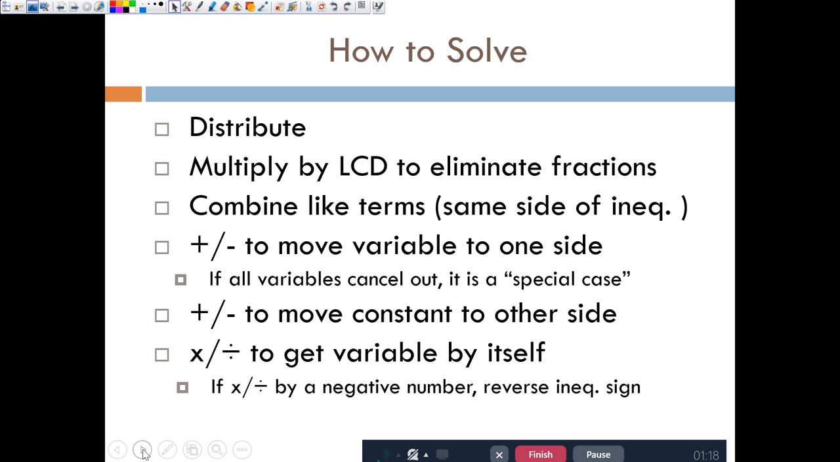Then we're going to add or subtract to move the constant to the other side. And then we're going to multiply or divide to get the variable by itself. If you multiply or divide by a negative number, you reverse the inequality sign, just like we did in our one-step inequalities.